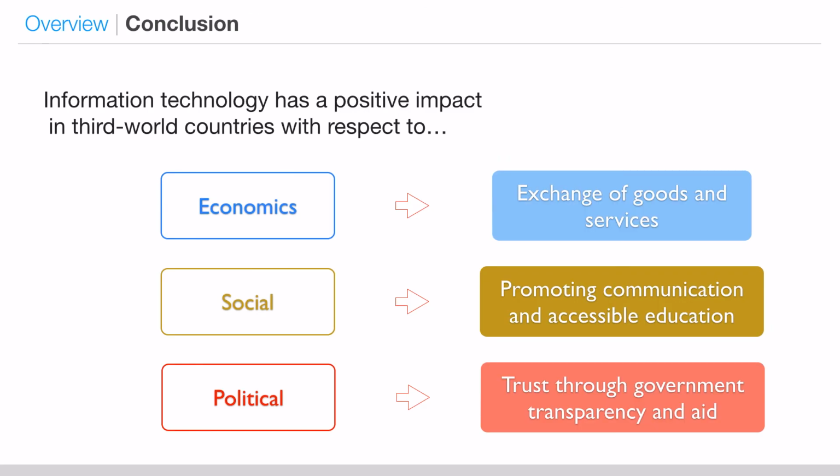In conclusion, information technology has many benefits to third world countries. The economy is boosted through an increased exchange of goods and services. Access to quality education has many positive social and economic benefits. And finally, greater government transparency and access to government services helps progress third world countries to a more developed state.